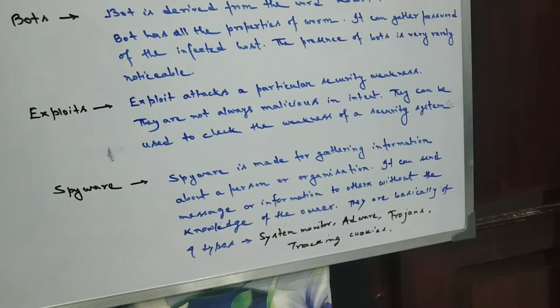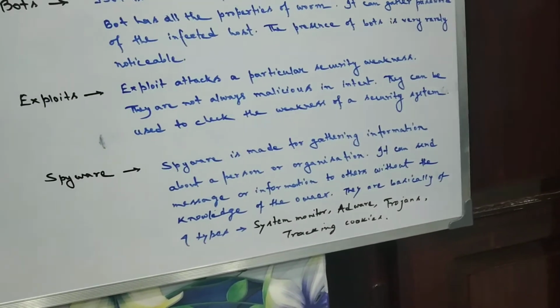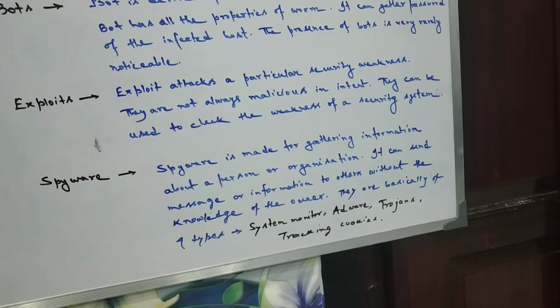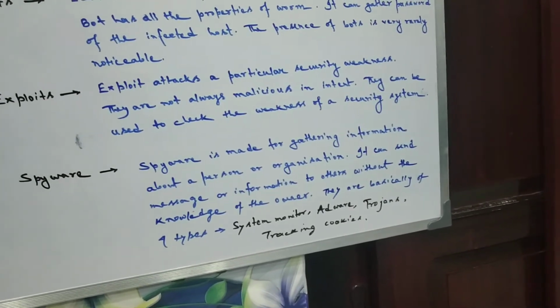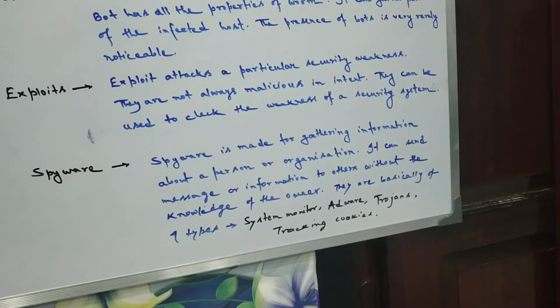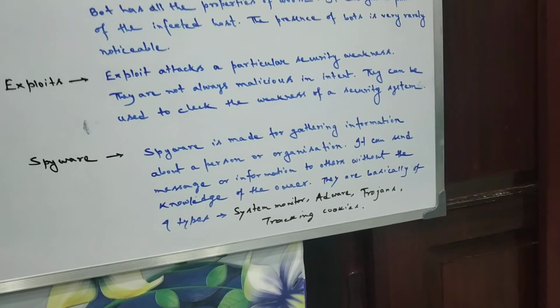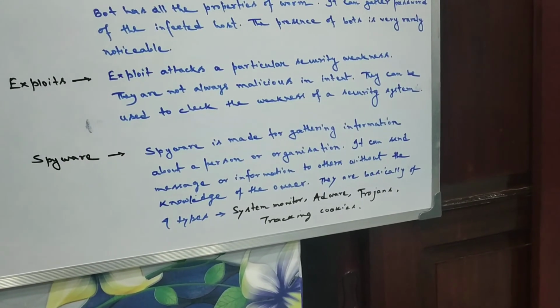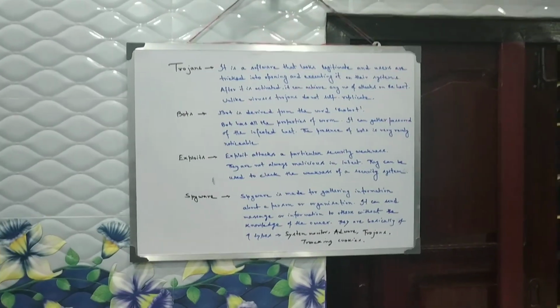Once it infects your system, it can send messages or information to others without the knowledge of the owner. And there are basically 4 types: system monitor, adware, Trojans, and tracking cookies. So these are some more types of malware.